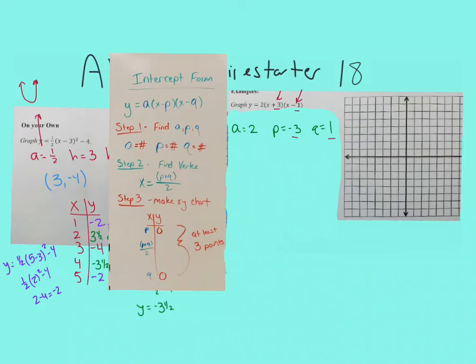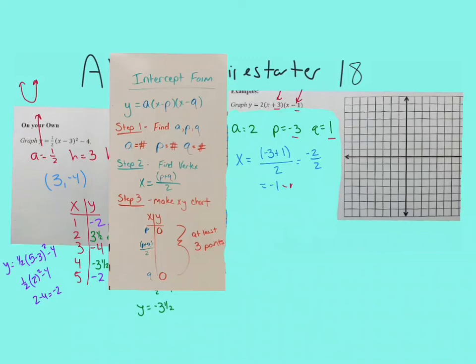All right. Step 2, we find the vertex. So step 2 says find the vertex. So I have to use this. I say x equals, in parentheses, -3 plus 1 all over 2. I end up with -2 all over 2, which is -1. That's the middle of my XY chart.